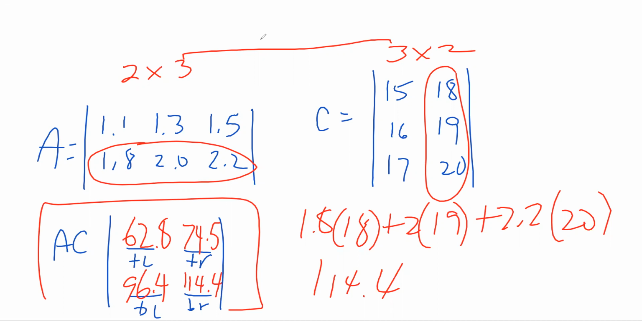Now, some of you might remember what they call dot products in pre-cal. This is very similar, or vectors. This is very similar.